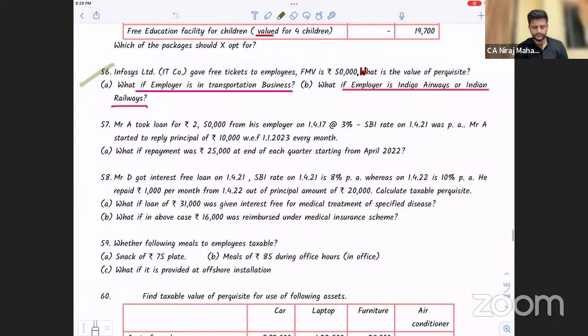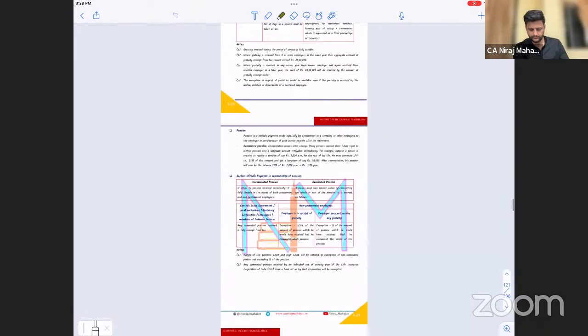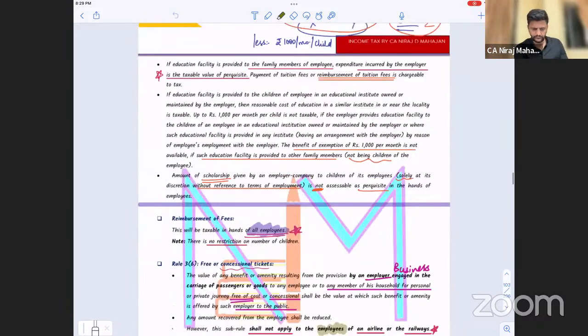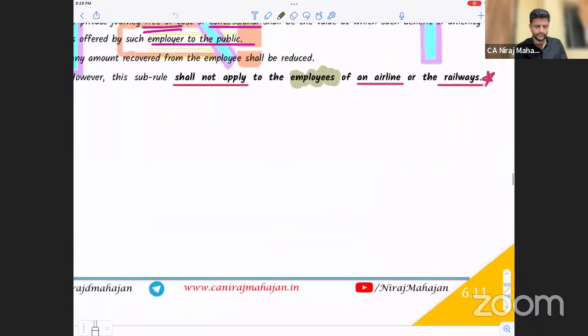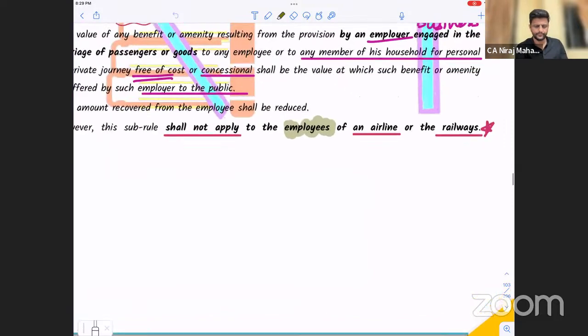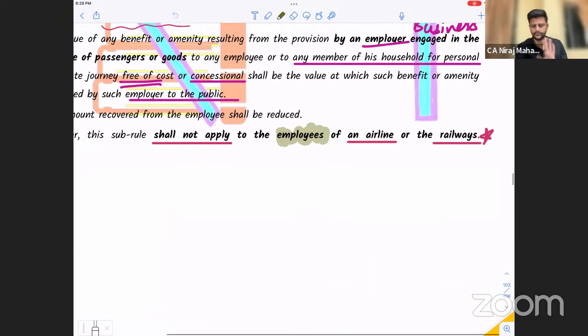Check here, the sub rule. It is not to be considered as a perquisite. Again, read and study from your study material also.